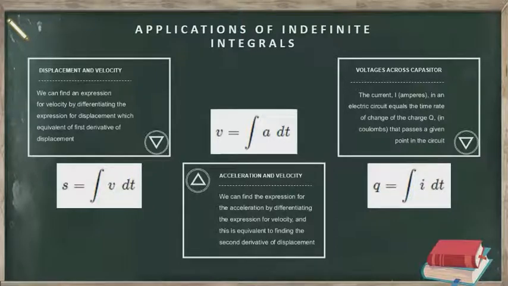In acceleration and velocity, we can find the expression for the acceleration by differentiating the expression for velocity, and this is equivalent to finding the second derivative of displacement. In the voltage across a capacitor, the current in an electric circuit equals the time rate of change of the charge that passes a given point in the circuit.